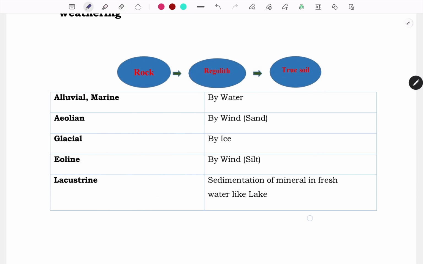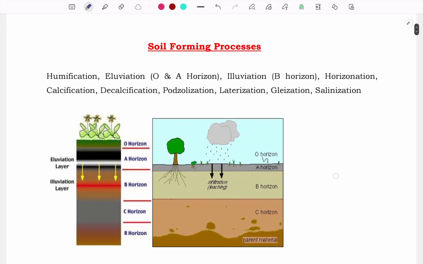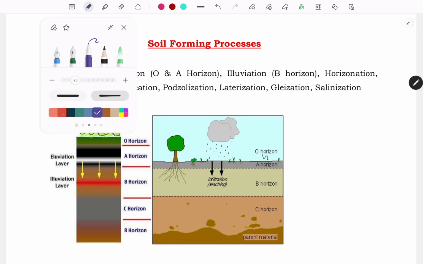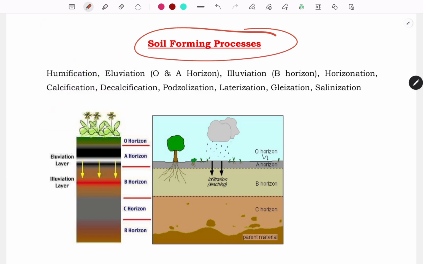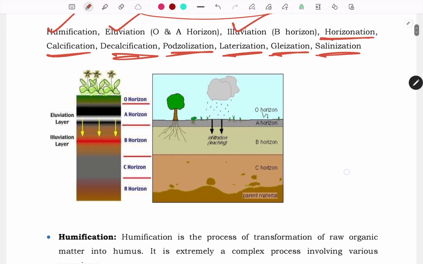Now we will see the next topic, that is soil forming processes. There are various terms here. We have to remember them. Okay. Soil forming processes: how is the soil formed? By humification, alluviation, horizonation, calcification, decalcification, podzolization, laterization, glaciation, salinization. We will try to know these terms individually.